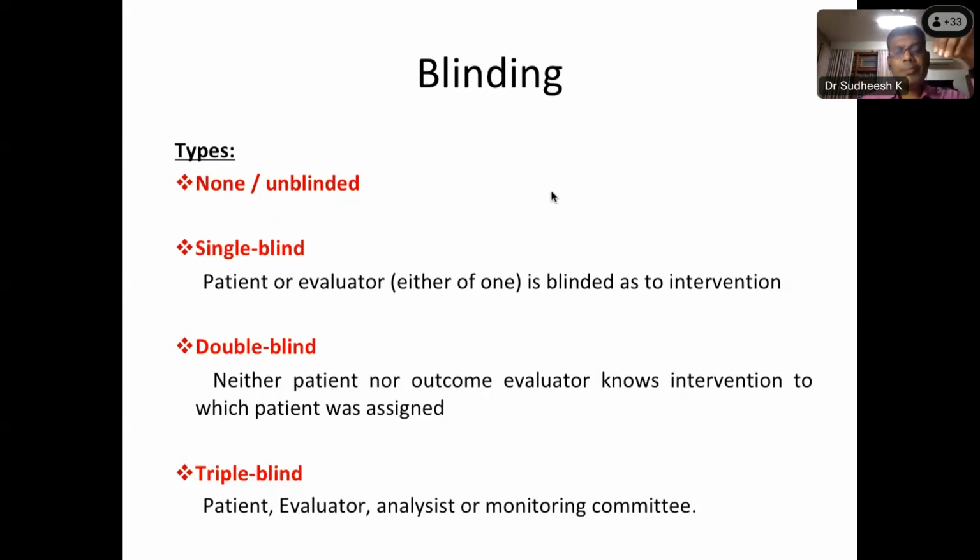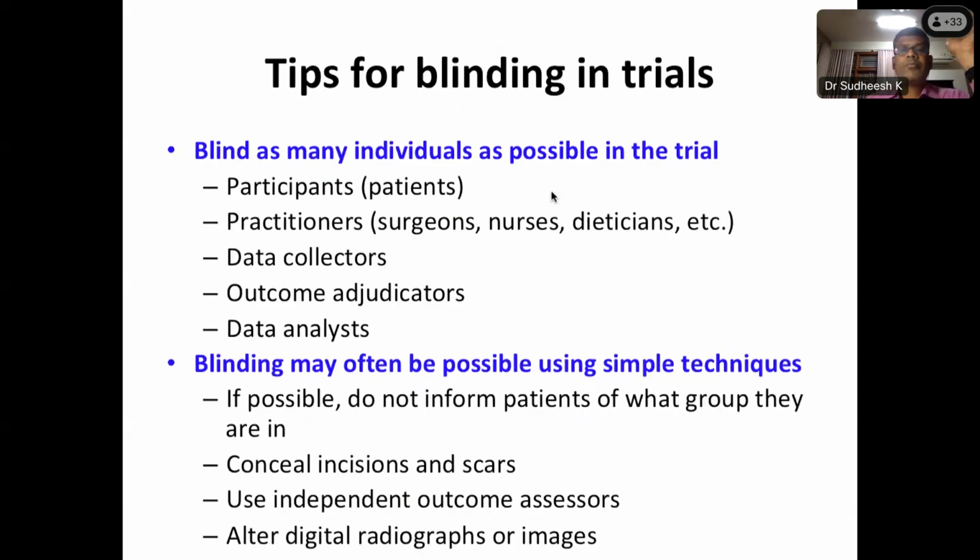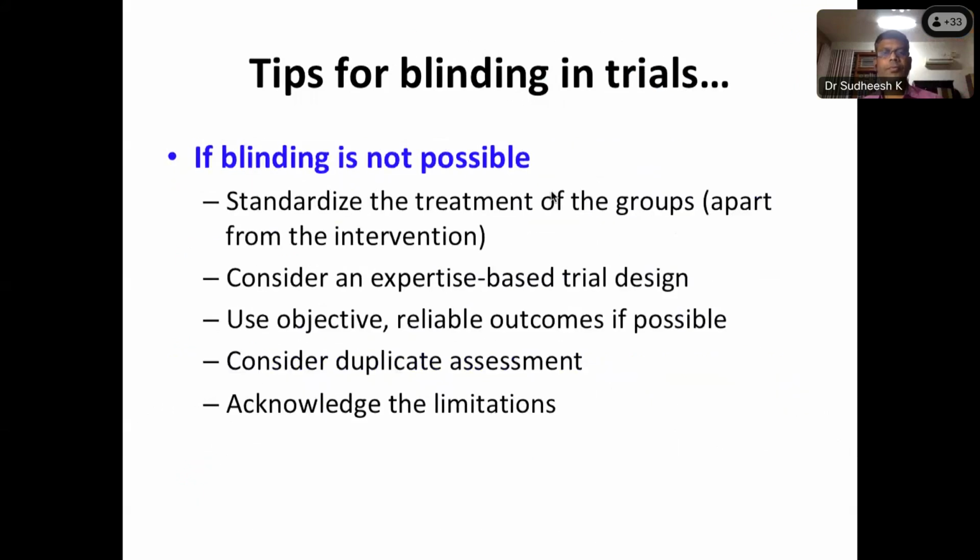If the person who is receiving spinal anesthesia is blinded, then it becomes a single blind. If the person who is giving the spinal is also blinded, both of them are blinded, it becomes double blind. And if the person receiving and giving the spinal, and also those who are recording the parameters, are blinded, then it becomes triple blind. So how much ever blinding is possible, it's always advisable to do as many blinding as possible. There are certain instances where blinding is not possible.